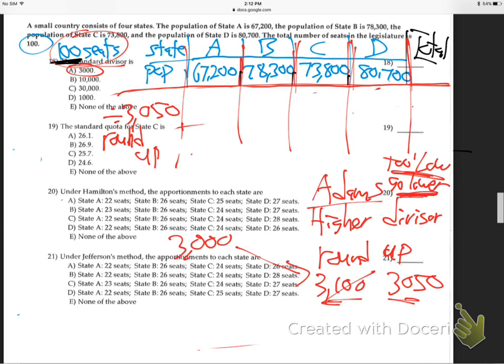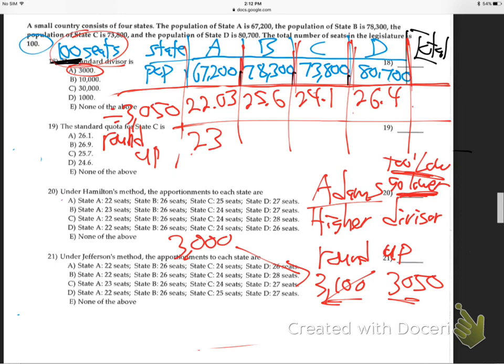You get 22.03. Yeah, good. You got all the answers? Yeah. What's the next one? 25.6. Uh-huh. And then 24.1. And 26.4. And then round them all up. So 23, 26, 25, 27. Oh, it's 101, isn't it? Looks like 101 to me. Yeah. It's too high. This is coming out too high. It's over 100.